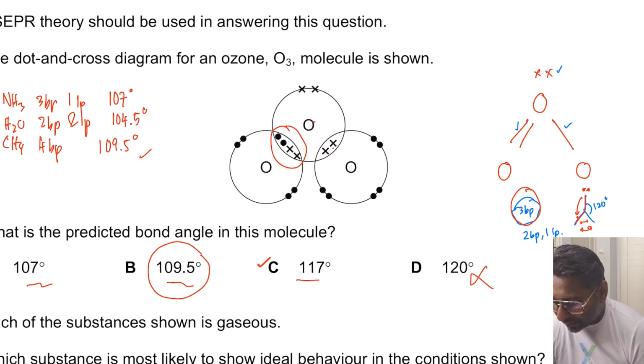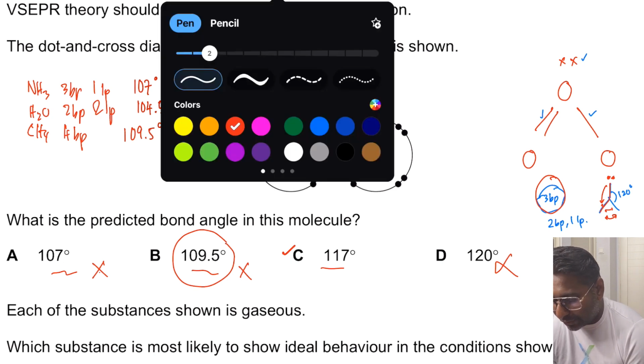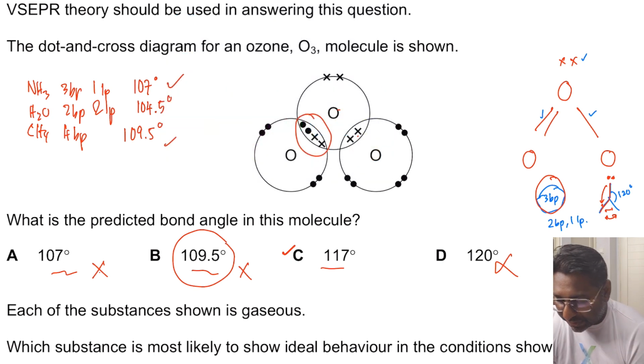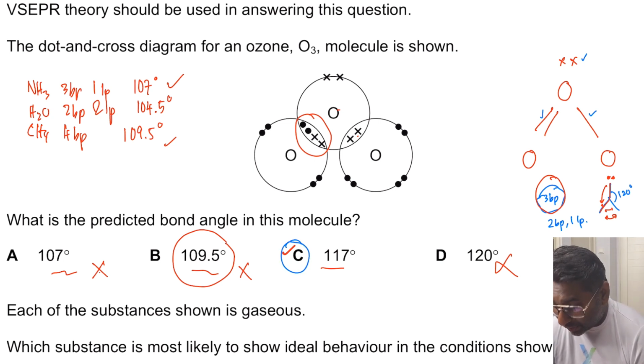So this one is definitely wrong, and if that is wrong, definitely this will be wrong, because 107 is a variation of this 4 bonding pair also. So it cannot be that. The only best answer that we choose over here, less than 120 and more than 109.5, should be this one. So therefore that's the answer for this molecule, ozone.